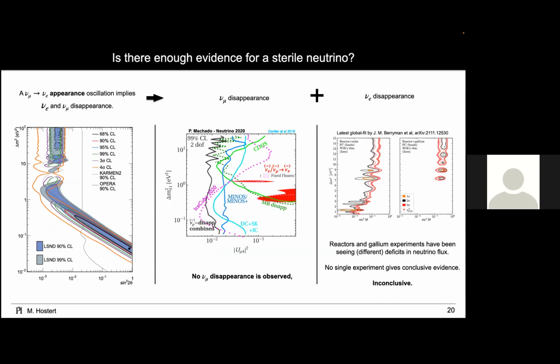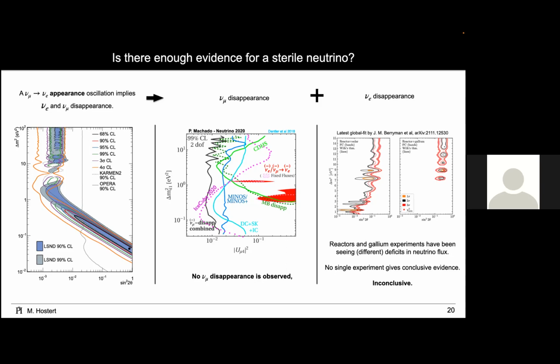We have here in the middle the new mu disappearance picture. So these are limits set by other experiments looking for the disappearance of new mu's. And you can see the regions of preference for the MiniBooNE anomaly here in red are fully covered by all of these different curves coming from several different experimental searches. So that's in the new mu sector.